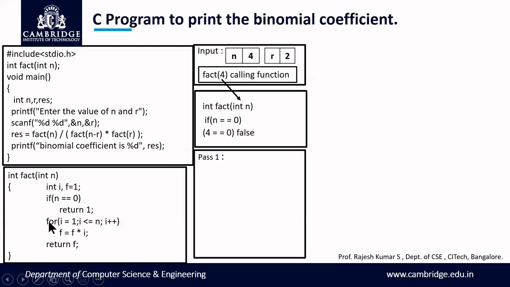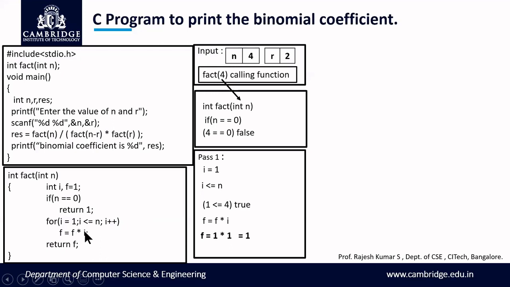When it goes to the for loop, in the first pass, when I value is 1, I'm checking the condition I less than or equal to n. What is I value? We know I value is 1, less than or equal to n value 4. Is the condition true? Yes, it is true. Then we'll find the f value. We have initialized f value as 1, and I value is also 1. 1 into 1 is 1. 1 will be stored in f. After storing 1 in f, the for loop repeats. This for loop will repeat until this condition becomes false.